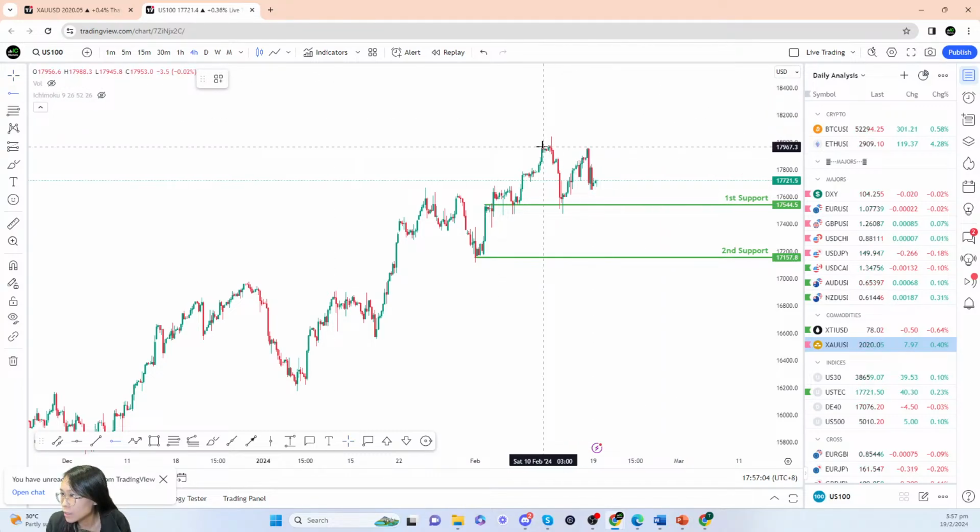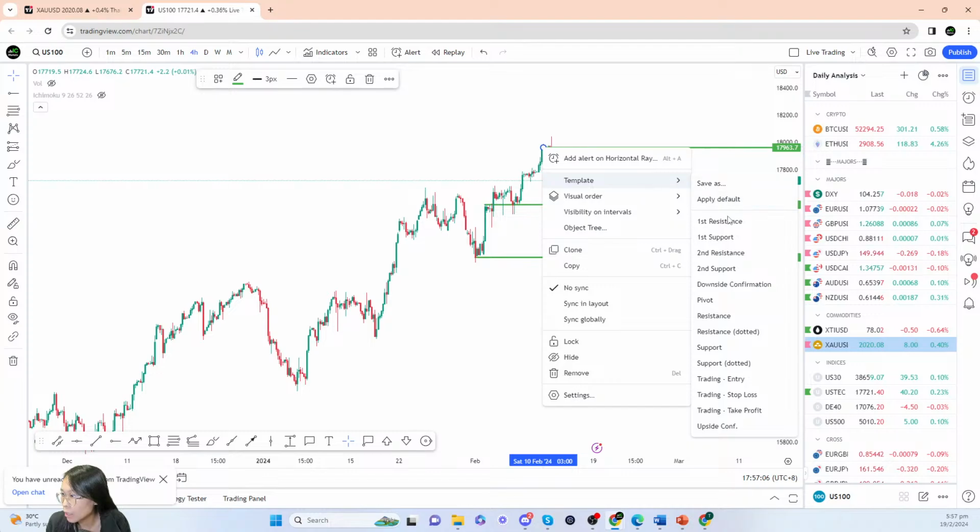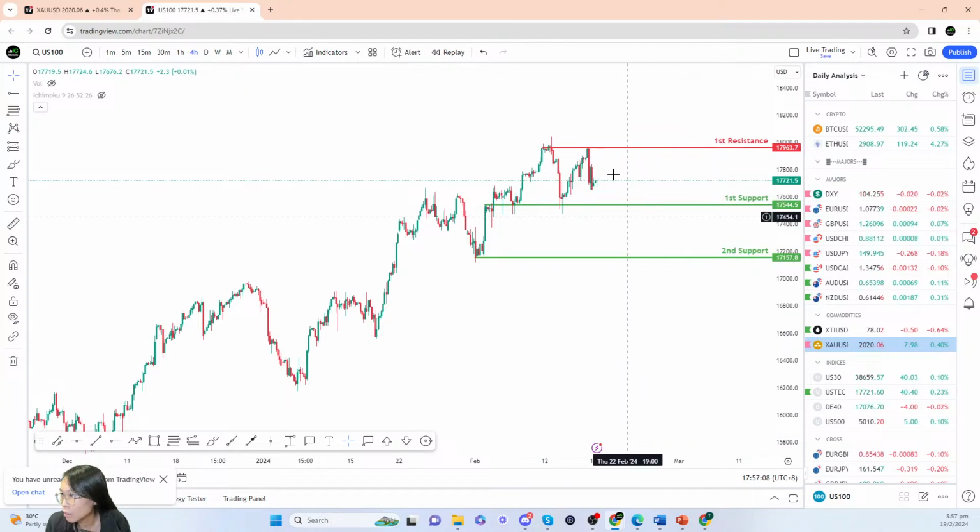On the resistance side will be this multi-swing high, or you can also say that it's a pullback resistance.